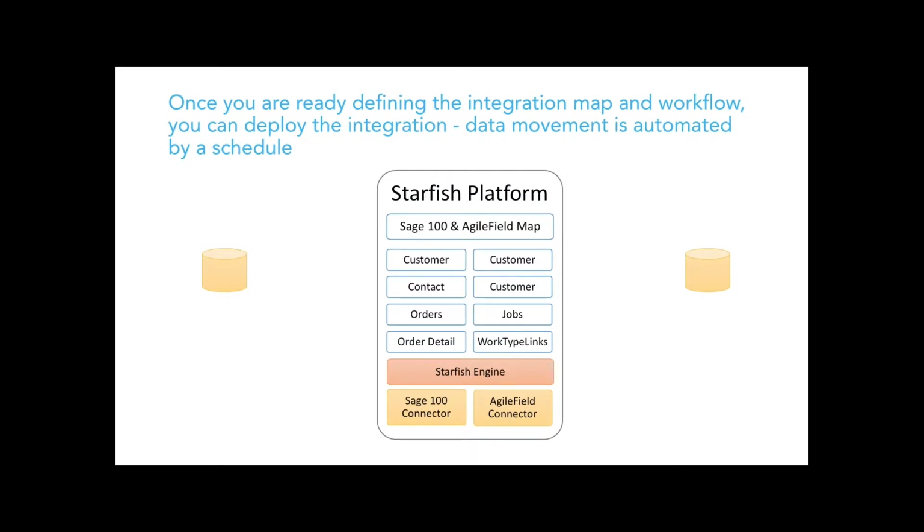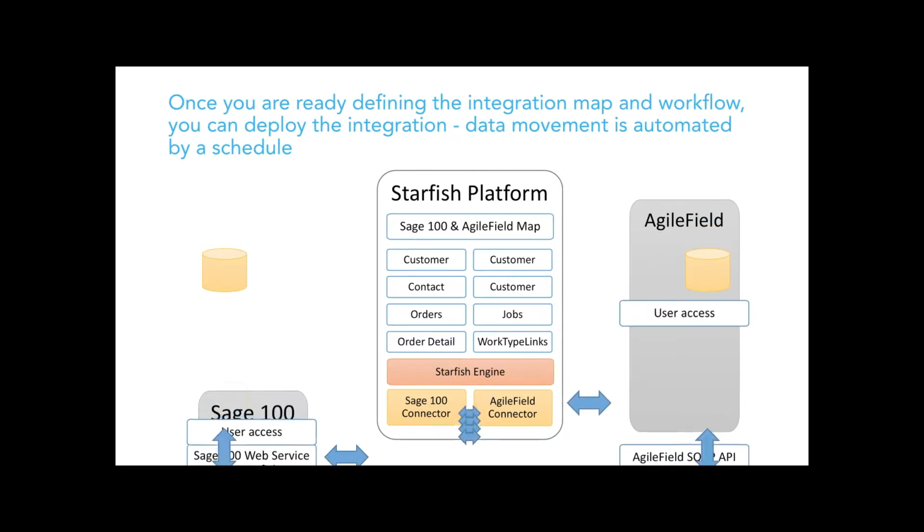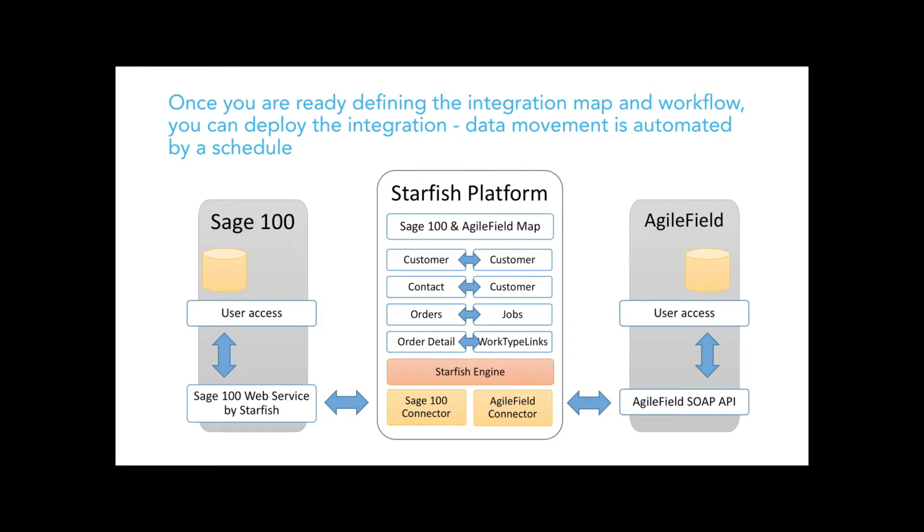Once you're ready and you've defined the integration map and workflow, you can deploy the integration. Data movement is automated by a schedule. The Starfish engine sits in the middle. Each job will pull the data from the origin, transform, and map data to the destination.